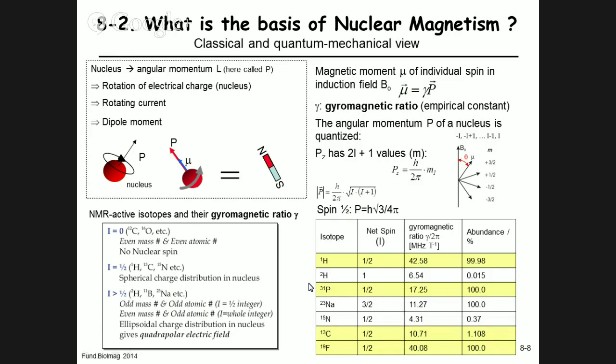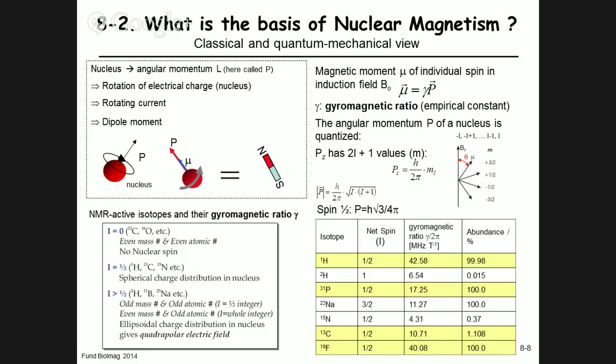Okay, now let's look at the gyromagnetic ratio for these different nuclei. This is the net spin. So I is 1/2 for protons. The gyromagnetic ratio is 42 megahertz per Tesla.